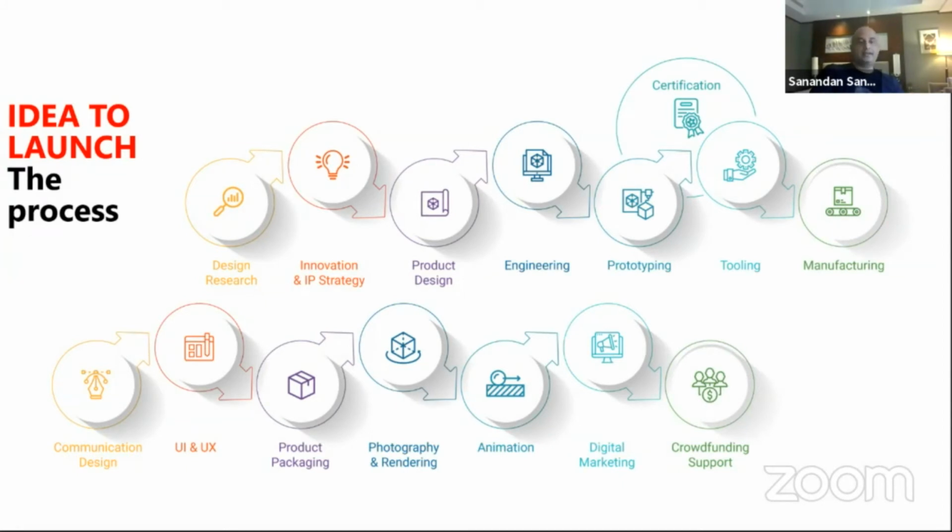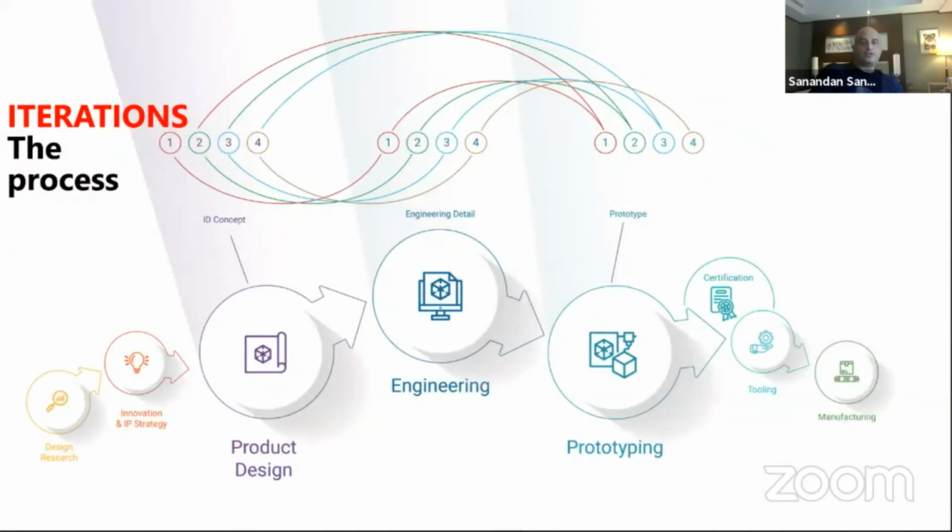What is at the bottom is what I showed you: communication design, user interface design, product packaging, photography and rendering, animations, digital marketing, crowdfunding. All these elements are important aspects of product development, but at present, we are going to focus on the top bit. So in the process, the product design, engineering, and prototype will go through iterations and will keep going through iterations. And that's the most important part of product development, the refinement from concept 1 to concept 2 to prototype 1 to prototype 2 to 3. And these various versions should be incremental or drastic improvements from the last one.